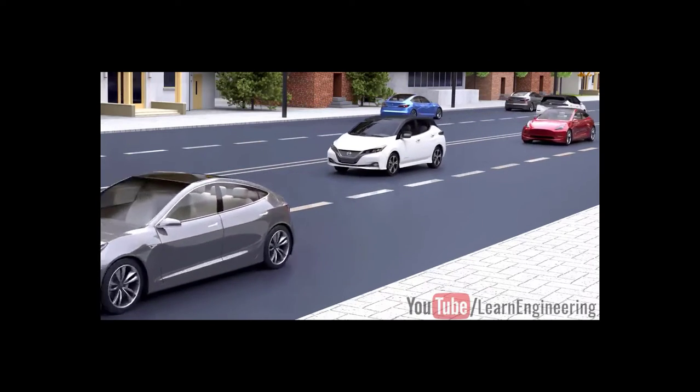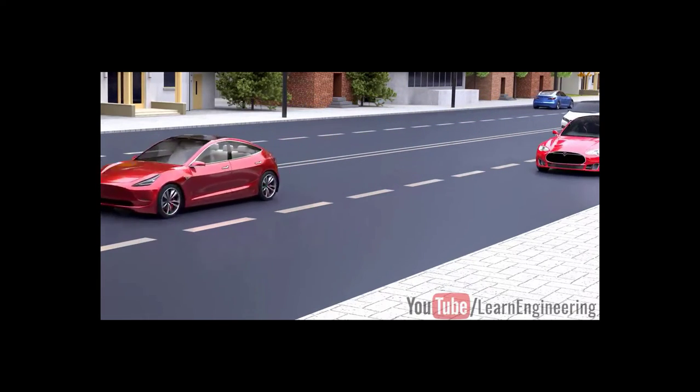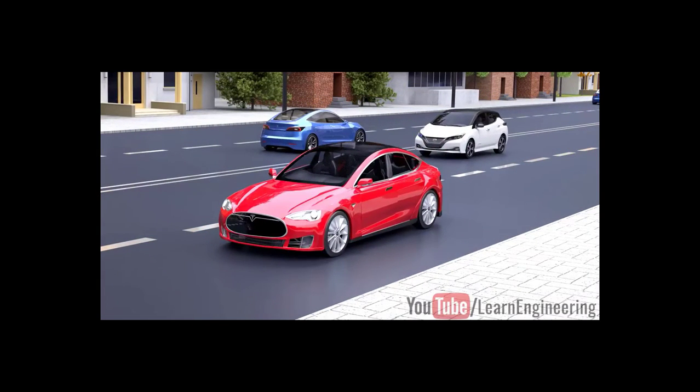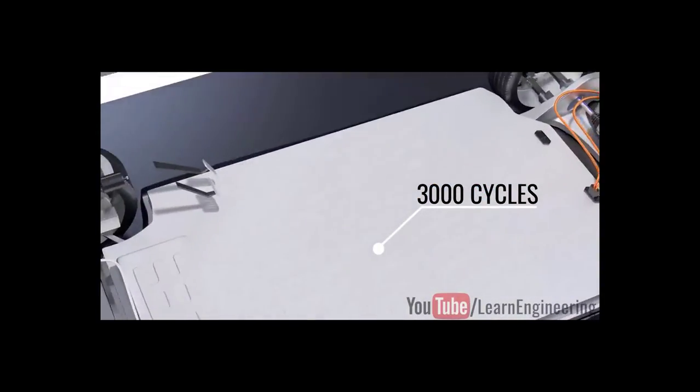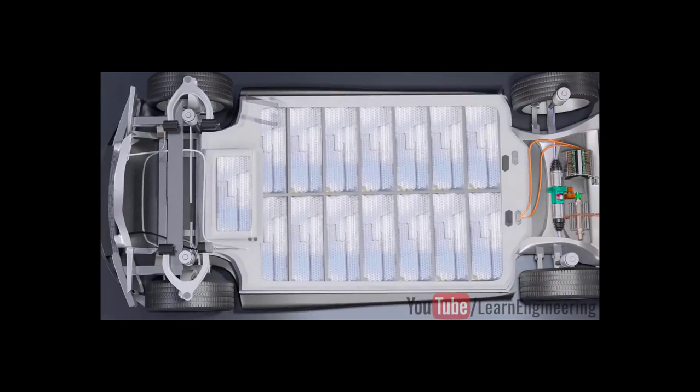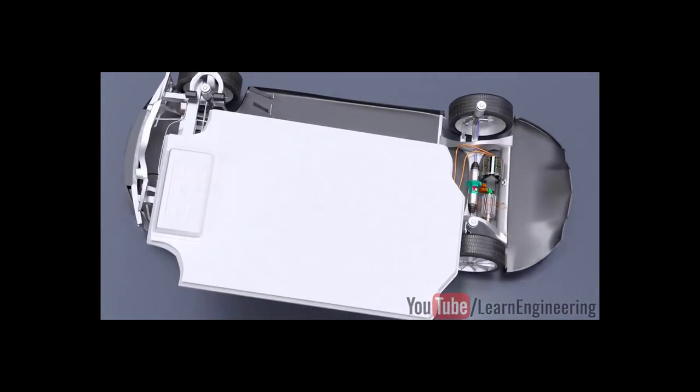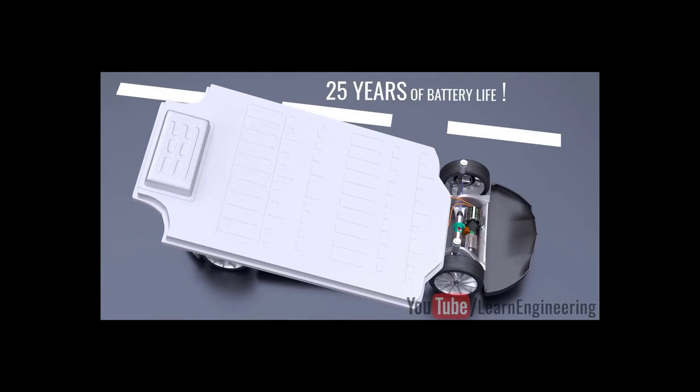The currently achieved number of charge-discharge cycles of a lithium-ion battery is around 3,000. Great minds across the globe are putting their best efforts into increasing this to 10,000 cycles. That means you would not have to worry about replacing the battery in your car for 25 years.